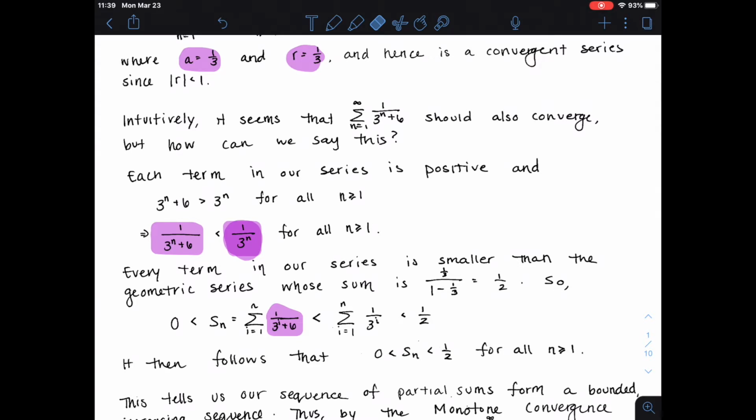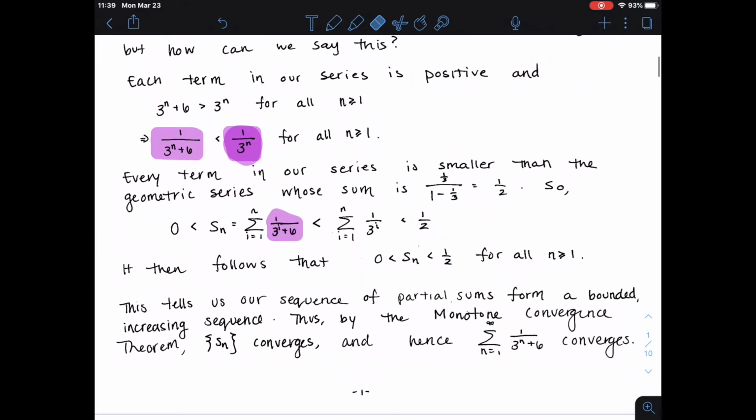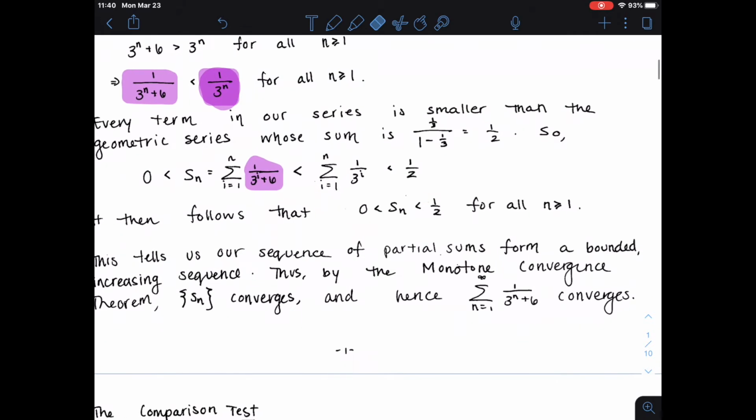So it follows that every single partial sum you look at is going to be somewhere between 0 and 1/2. And the more terms you add, the more that thing's going to increase, but it's going to be bounded above by 1/2. So it tells us our sequence of partial sums forms a bounded increasing sequence, and we can apply a theorem called the monotone convergence theorem, which gives us that our series actually converges.